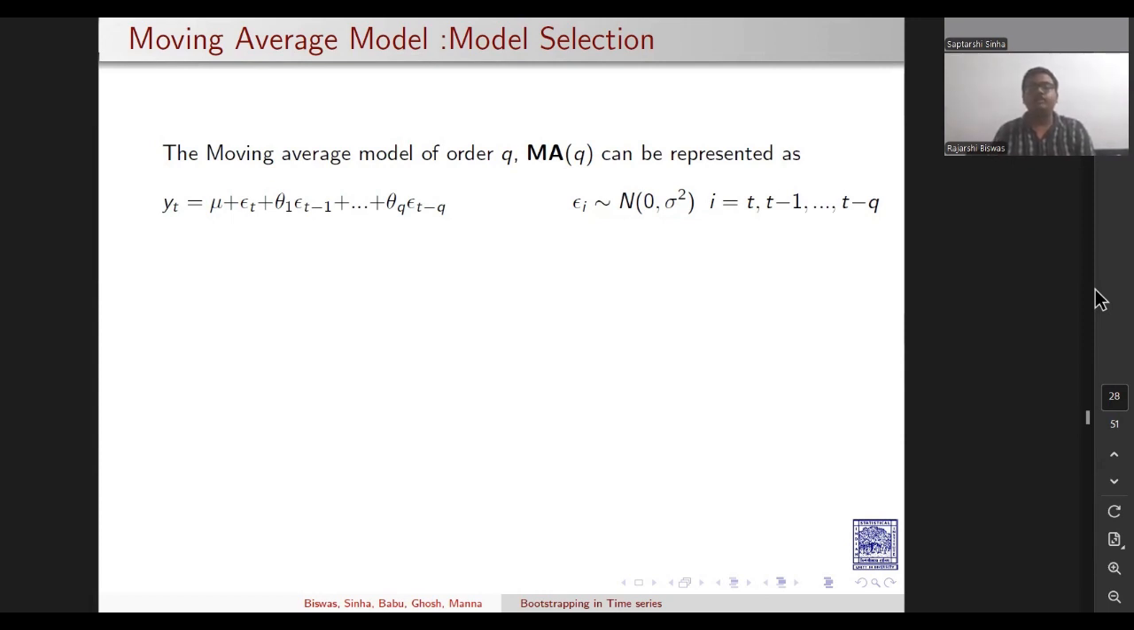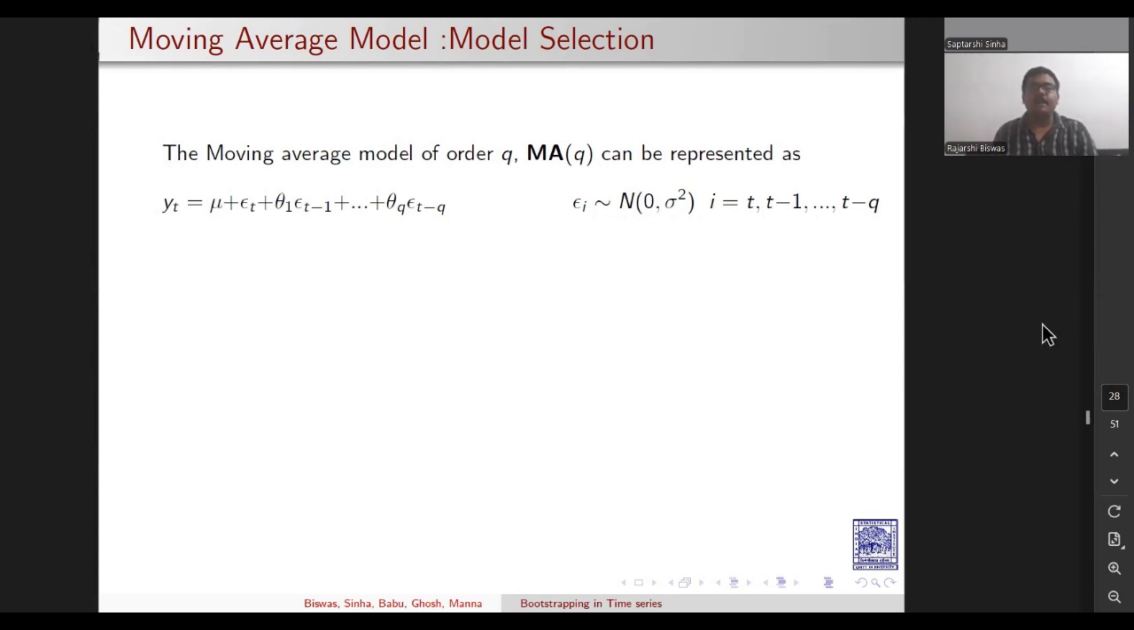Now, what is a moving average model? A moving average model of order q can be represented as y_t = mu + epsilon_t + theta_1 epsilon_(t-1) + ... + theta_q epsilon_(t-q). This means that any point in the data depends on the errors up to its previous q generations. That is, the variable at time t will only depend on the errors of its previous q time points.